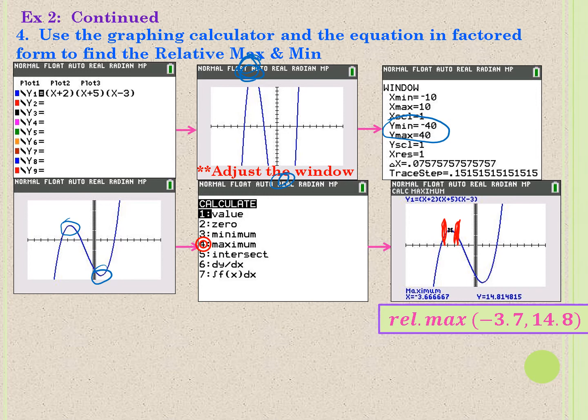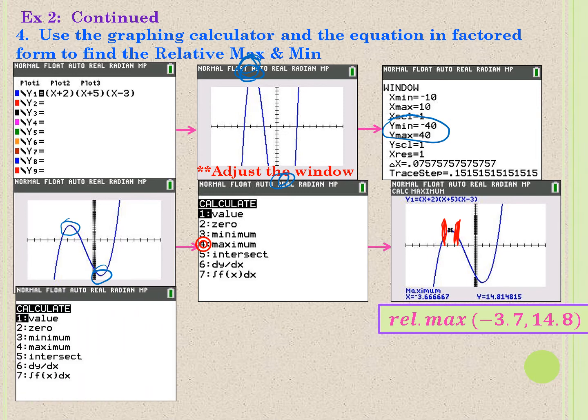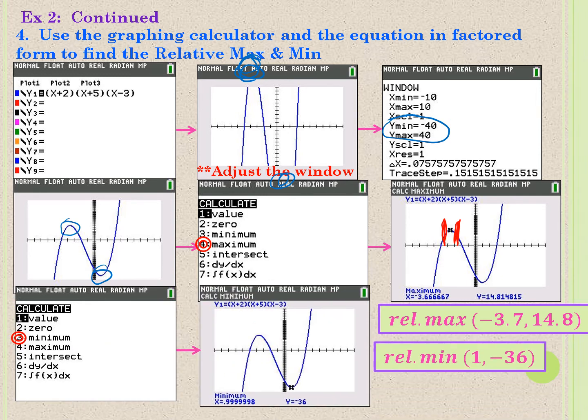Now, we rinse and repeat to find the minimum. So we go second trace, we pick minimum. Then it's going to ask me to go to the left, so I pick a point to the left and hit enter, pick a point to the right, hit enter. Do not worry about the guess, just hit enter. And then it will tell you that your relative min is at 1, negative 36. So now we've got all 5 pieces of information that we need. So now we're ready to graph.